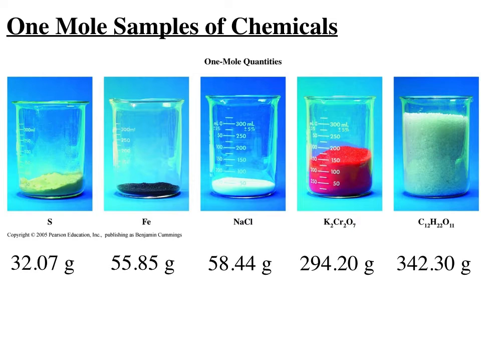Now, interestingly, you will note below those pictures, I show the mass of the contents of each of those beakers. The sulfur beaker would have 32.07 grams of sulfur, because that's the molar mass of sulfur. The iron beaker would have 55.85 grams of iron, because that's the molar mass of iron. But if you look at the pictures, it looks like there is more sulfur present than iron, even though the mass of the sulfur is less than the mass of the iron.